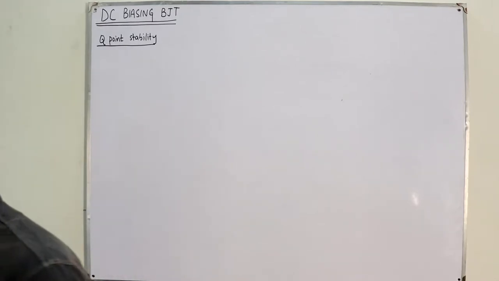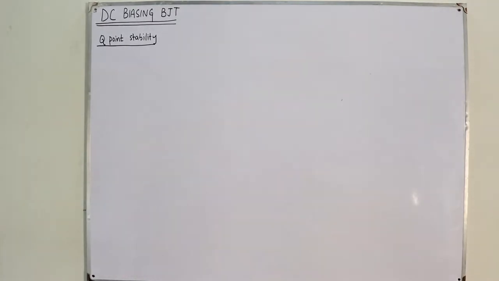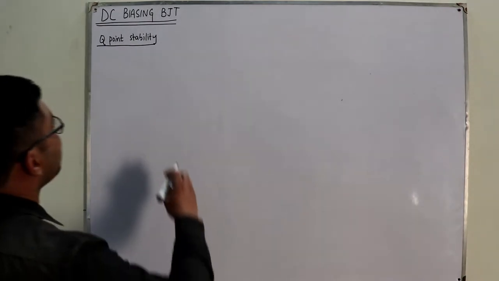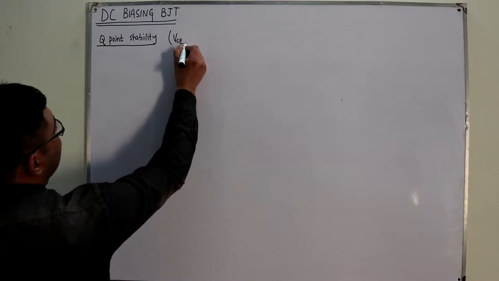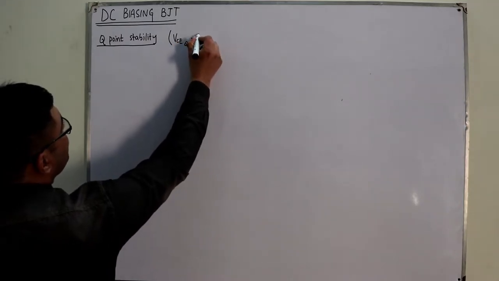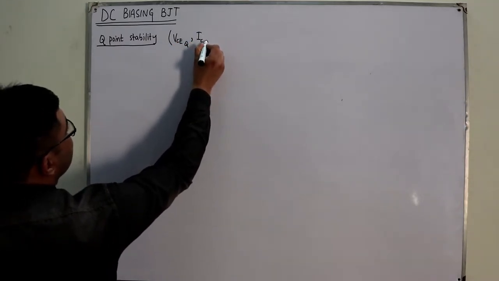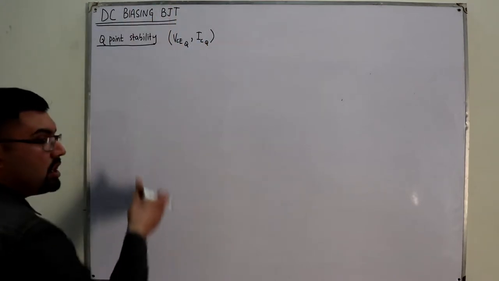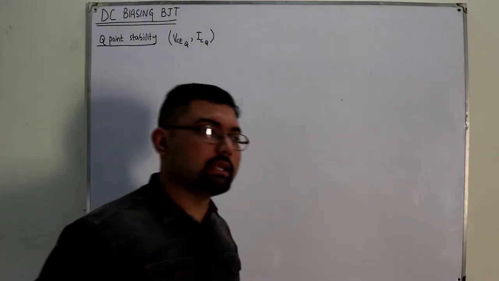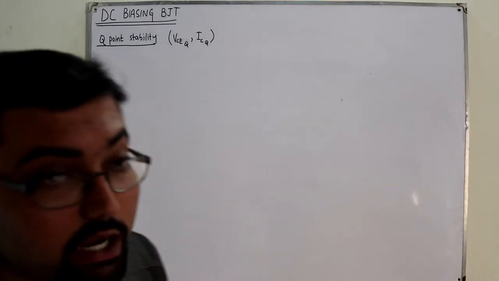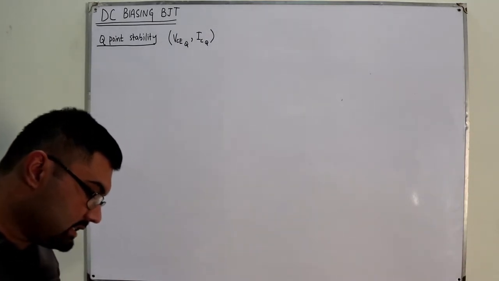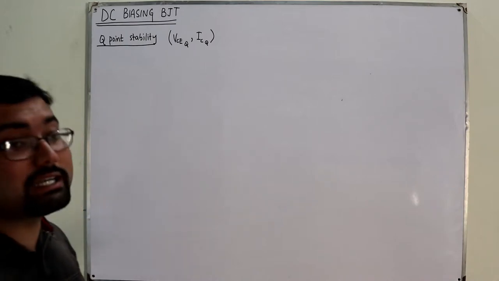The Q point is just a set of values of what? On the horizontal x-axis you have VCE, let's say VCEQ for the Q coordinates, and you have ICQ for the y-axis, the X coordinate and the Y coordinate. So just simple values of voltage and current, right? So this should not change, and this changes with what? With the temperature.